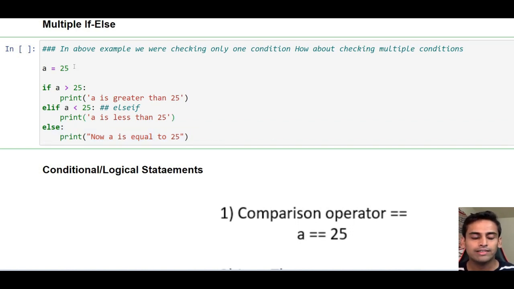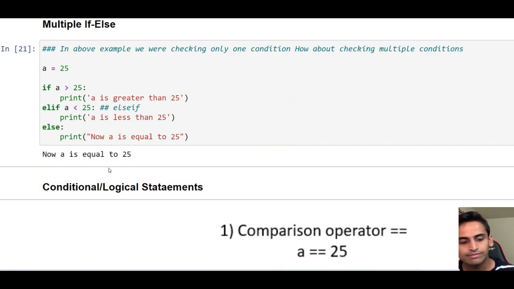Since we have assigned the value of 25 to a, the first two conditions will fail, or be false, and it will skip these two blocks. Then it will go into the else statement, which says now a is equal to 25. So we can see that now a is equal to 25.